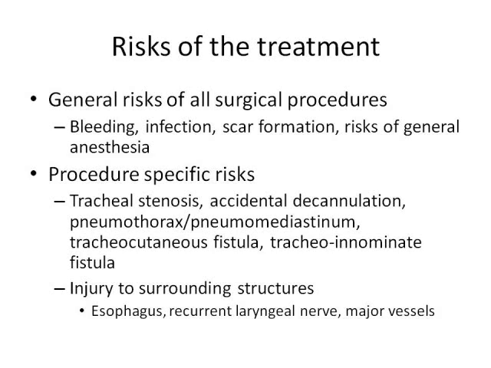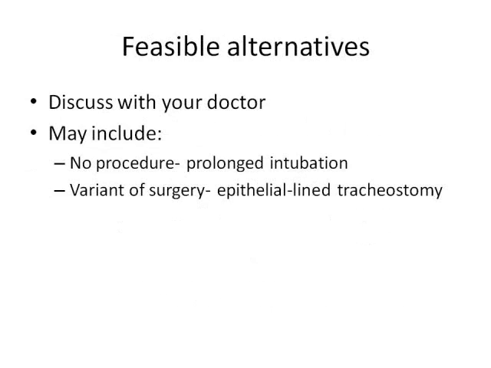Finally, injury to other surrounding structures is also possible, such as the esophagus or swallowing tube, the recurrent laryngeal nerve, which controls vocal cord movement, and major blood vessels. Alternatives to a tracheostomy depend on your specific situation and should be discussed with your doctor. This may include not having the procedure and keeping a breathing tube in place while the need for a secure airway exists. Or, this may include a variant of the procedure, such as an epithelial line tracheostomy, which creates a permanent tract.